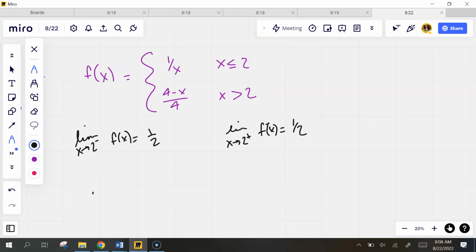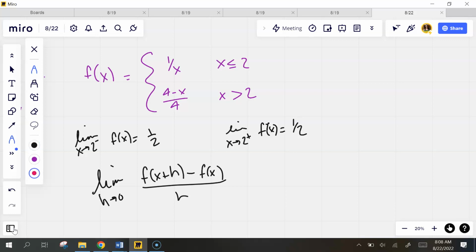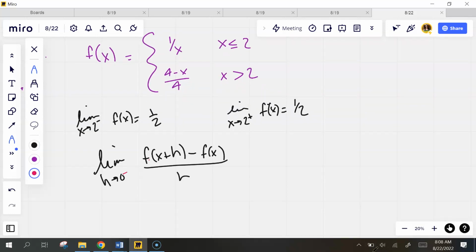All right, difference quotient, the limit as h goes to 0 of f of x plus h minus f of x all over h. And since we're looking at a specific value, we can go ahead and just plug that value in here. So I'm going to go from the left and from the right and see if that equals.